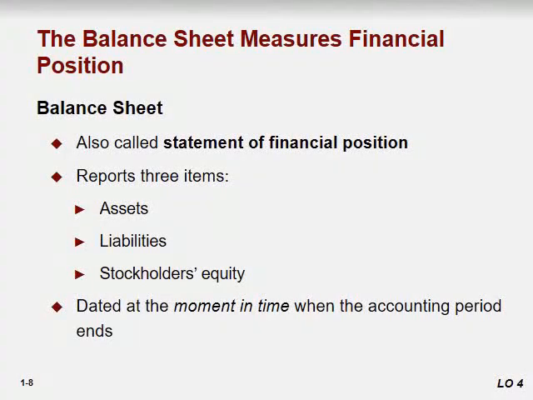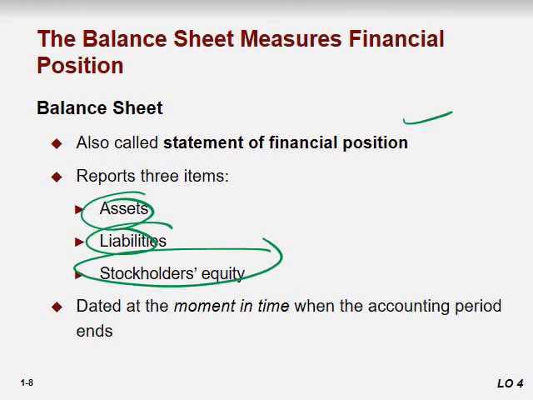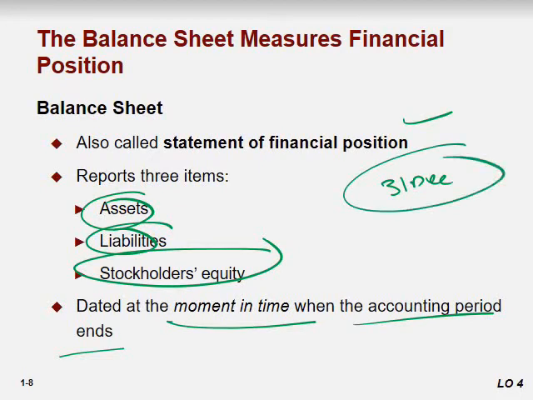And now coming towards the balance sheet. The balance sheet measures the financial position of a company at a specified date. This is also called the statement of financial position. It reports the accounting equation, which is assets, liabilities, and stockholders' equity. So it is dated at the moment in time when the accounting period ends. For example, if the accounting period ends on 31st December, it shows the position of the company at 31st December.